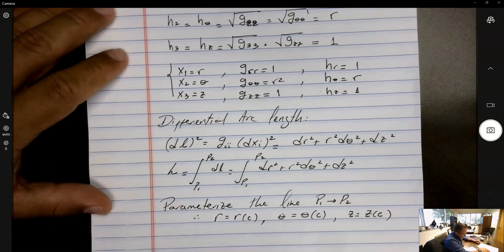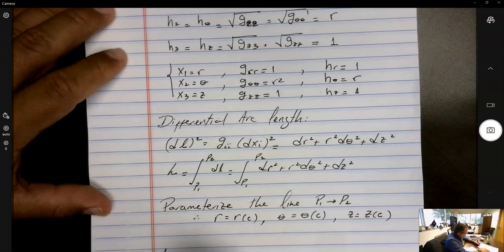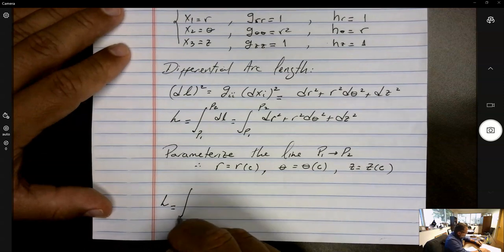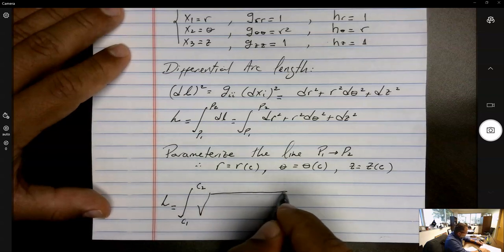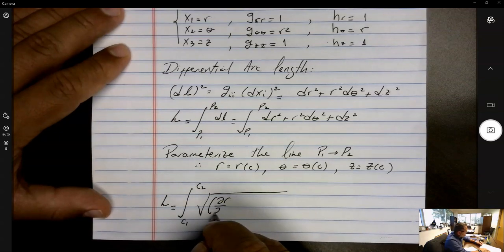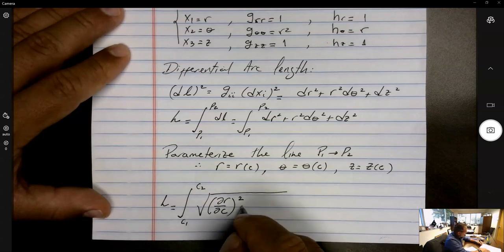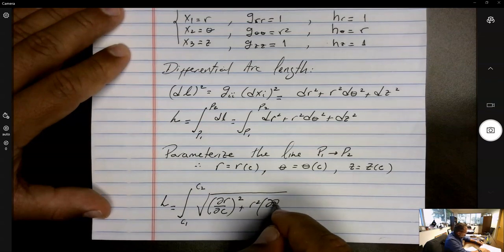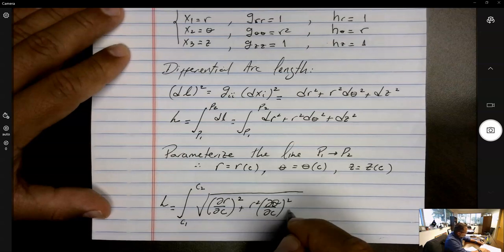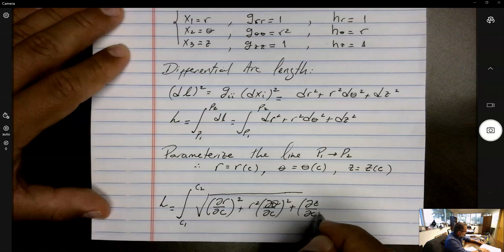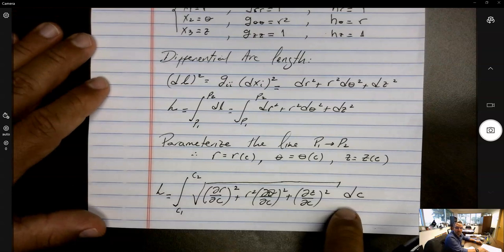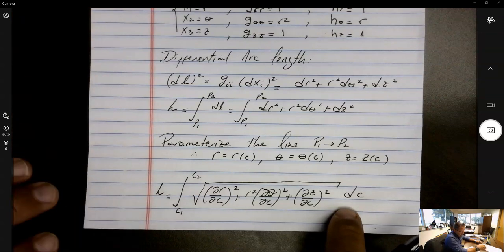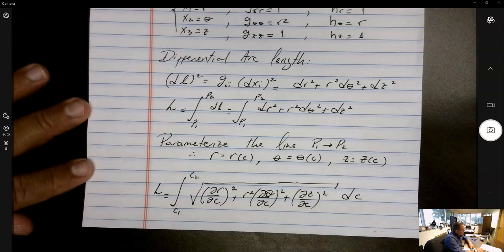And therefore, we end up with the length being the integral between c1 and c2 of the square root of (dr/dc) squared plus r squared (d theta/dc) squared plus (dz/dc) squared, all of these times dc. So we implicitly here use the chain rule just by saying that, well, dr is equal to dr/dc times dc.